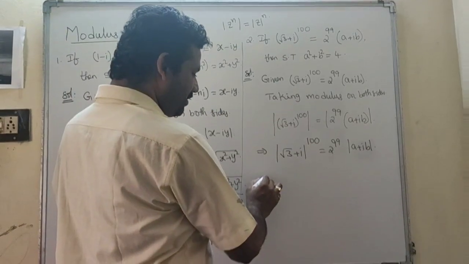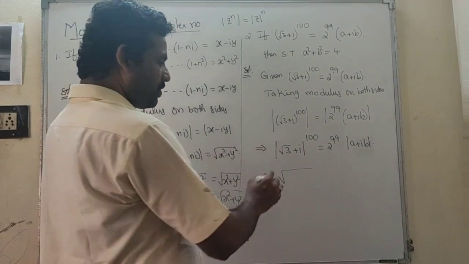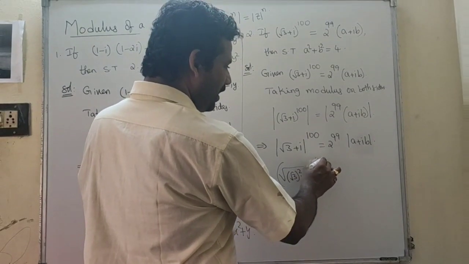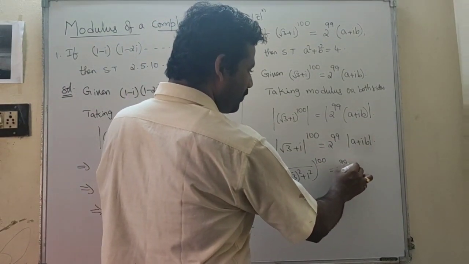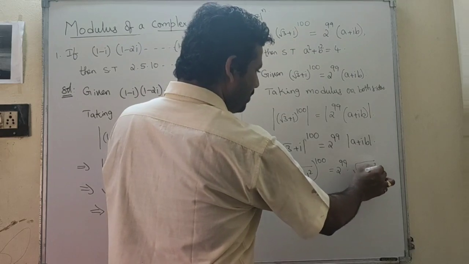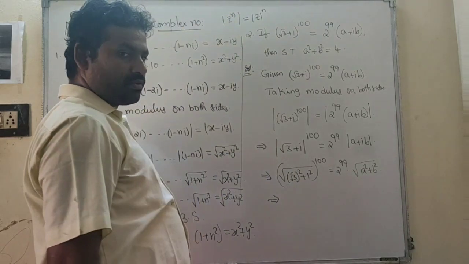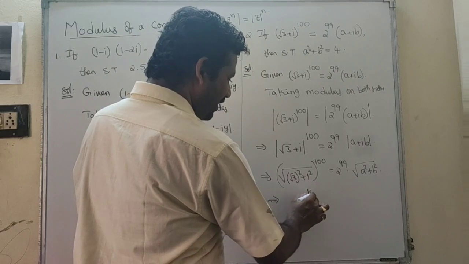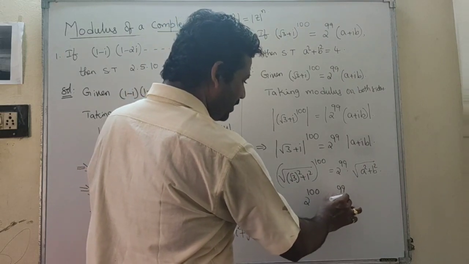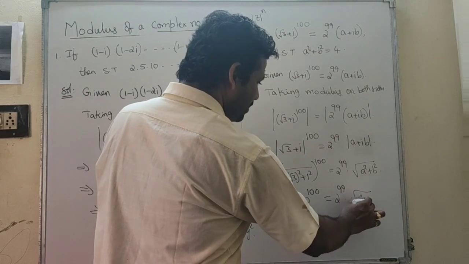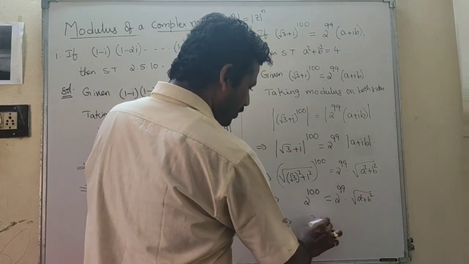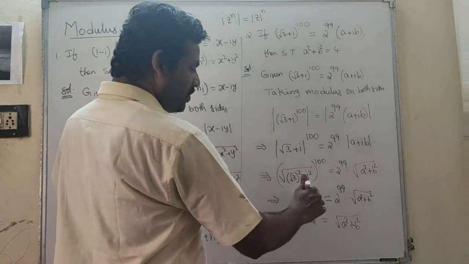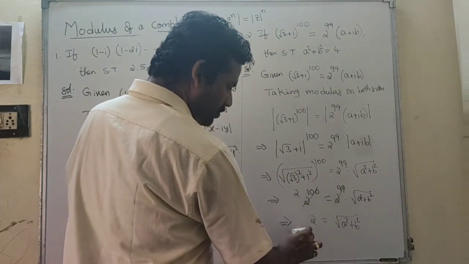What is the mod of √3 + i? Square root of (√3)^2 + 1^2, whole to the power 100, equals 2^99 into square root of a^2 + b^2. Square root of 3 plus 1 is 4, and the root of 4 is 2. So 2^100 equals 2^99 into square root of a^2 + b^2. Now cancel: 2^100 by 2^99 gives 2 times, so 2 equals square root of a^2 + b^2.